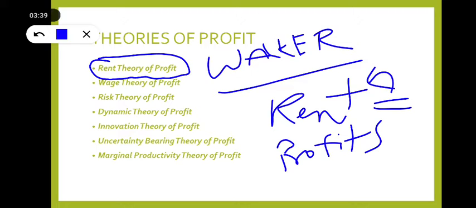So the marginal entrepreneur sells his produce at cost price and gets no profit. He secures only the wages of management. Thus profit does not enter into the cost of production.